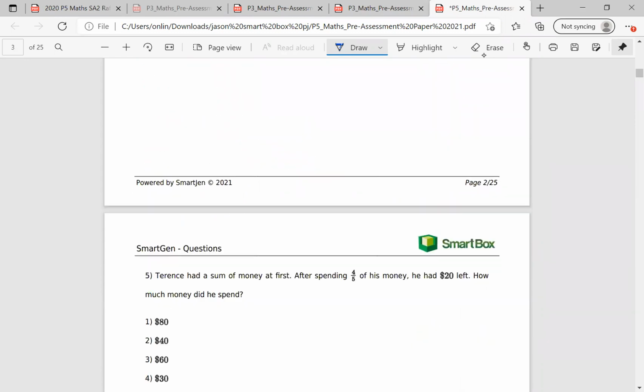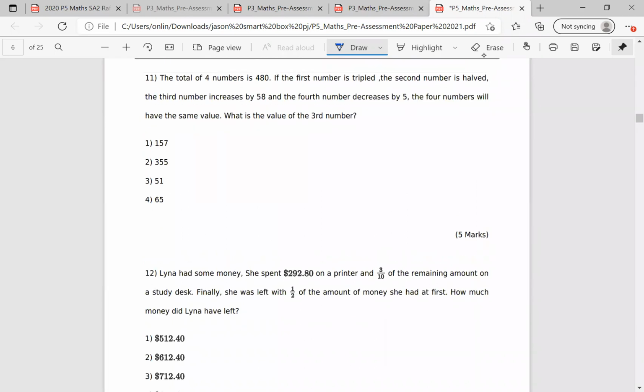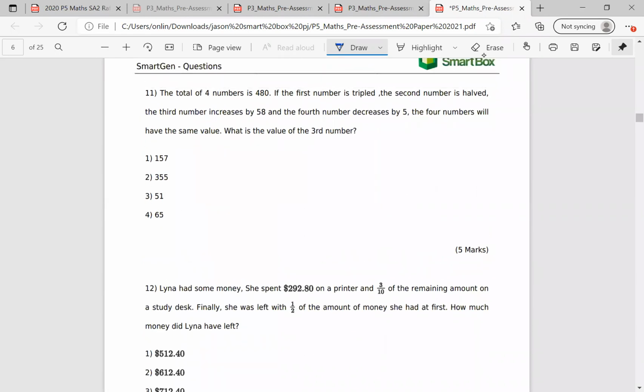After rectifying that question, another question that some of the students said they need help on is this MCQ question, but it's actually a 5 marks question because it's rather tedious. The total of four numbers is equal to 480. The first number is tripled, the second number is halved, the third number is increased by 58, and the fourth number is decreased by 5. Then the four numbers will have the same value. The key thing here is that they will end up having the same value.